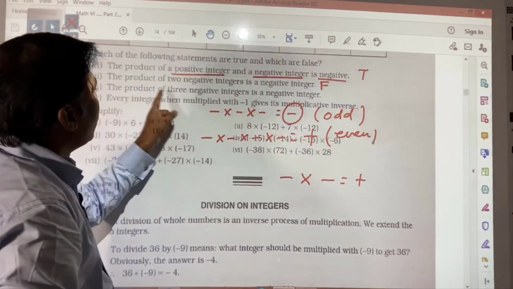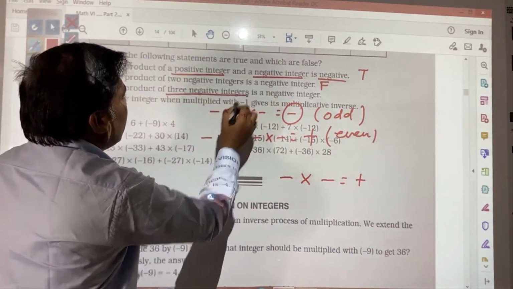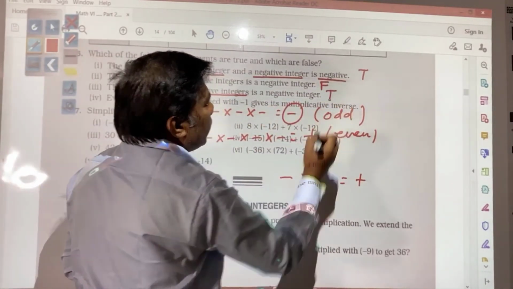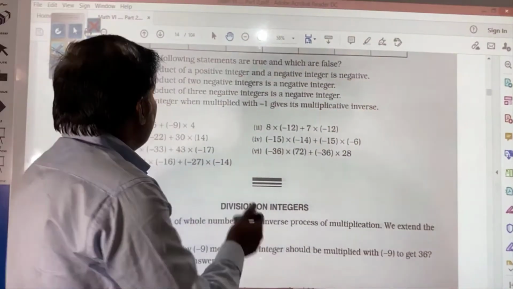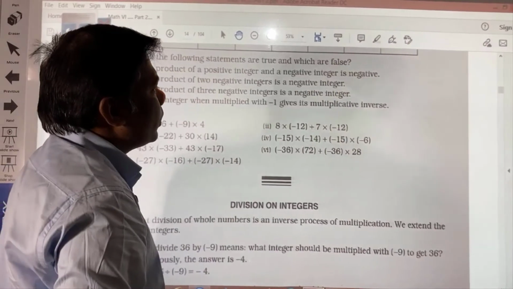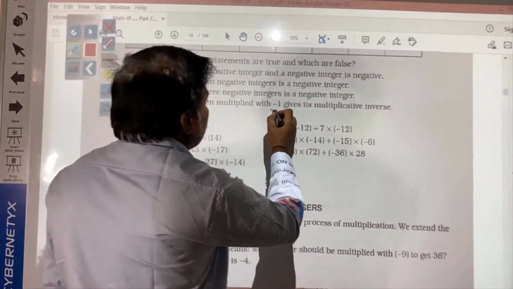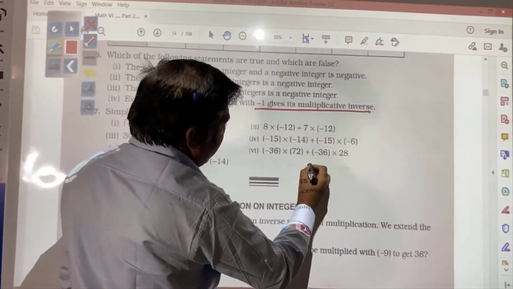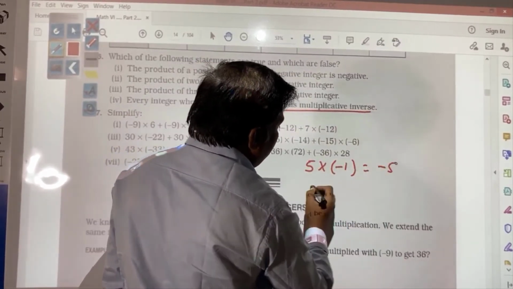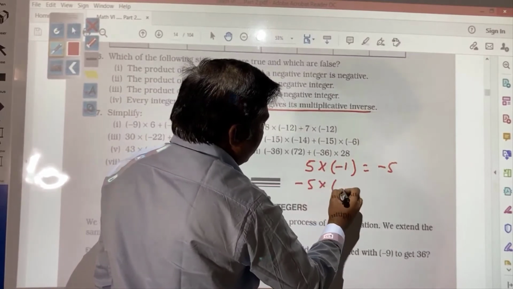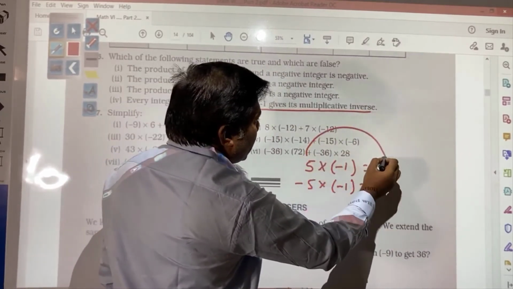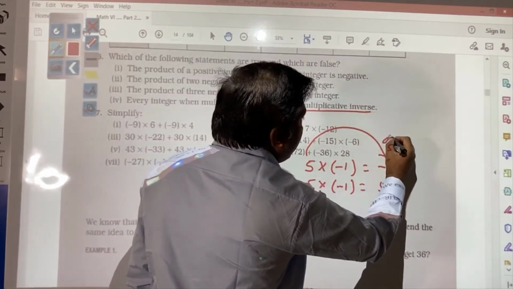So here you see the product of three negative integers. Three negative integers means odd times integers. So this will be negative integer. So that's why this will be true. Here you see every integer when multiplied with -1 gives its multiplicative inverse. Just you see, if you are multiplying 5 with -1, what you are getting? -5. If you are multiplying -5 into -1, what you are getting? 5. Means -5 what you are getting? This is additive inverse.